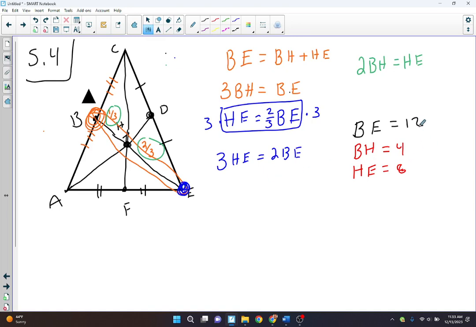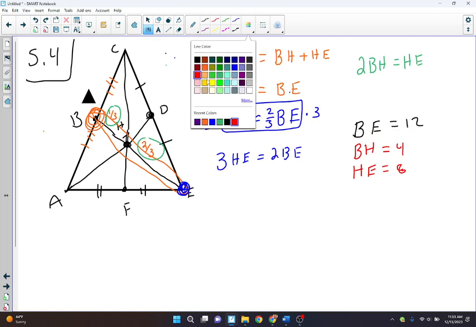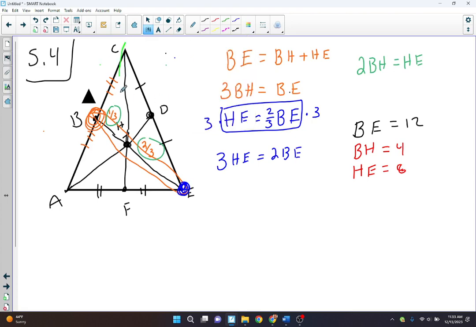Wait, BE equals 12 and BH equals 4? I'm confused on what I'm doing, but we'll talk about it later. Cool. Oh, shoot. I forgot that.